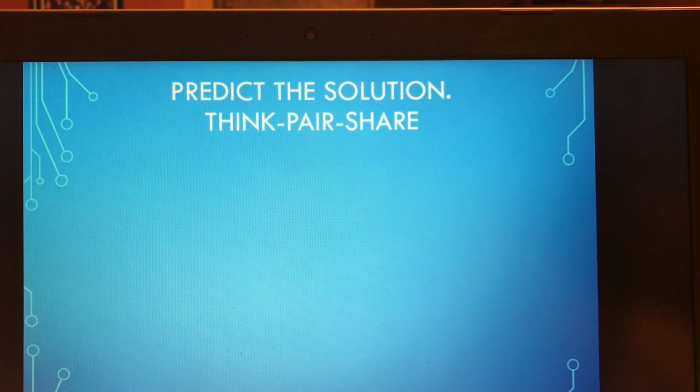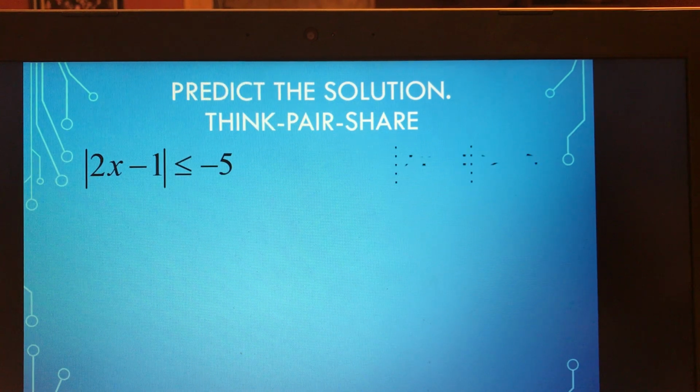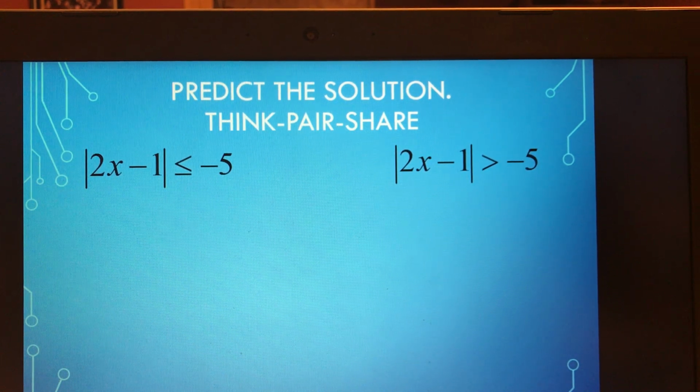Right, let's look at this one, and before you put it in your calculator, I want you to think about these two. Talk to your shoulder partner about it and predict what you think will happen in each of these cases.